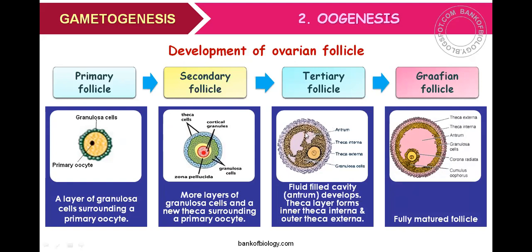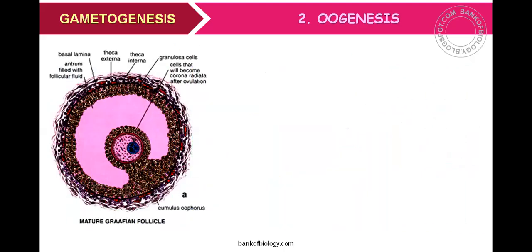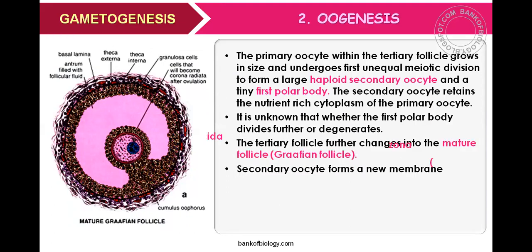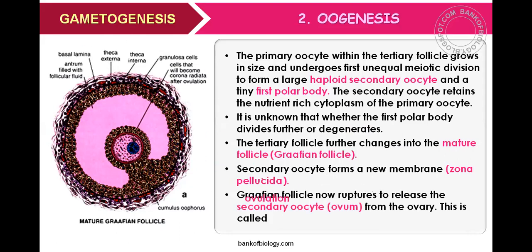सेकेंडरी से टर्शियरी हो रहा है ना, वहां पे antrum cavity is going to be formed. So the tertiary follicle further changes into the mature follicle and secondary oocyte forms a new membrane. What do you say? Zona pellucida. Finally, zona pellucida is formed. Graafian follicle now ruptures to release the secondary oocyte from the ovary, which is called ovulation.